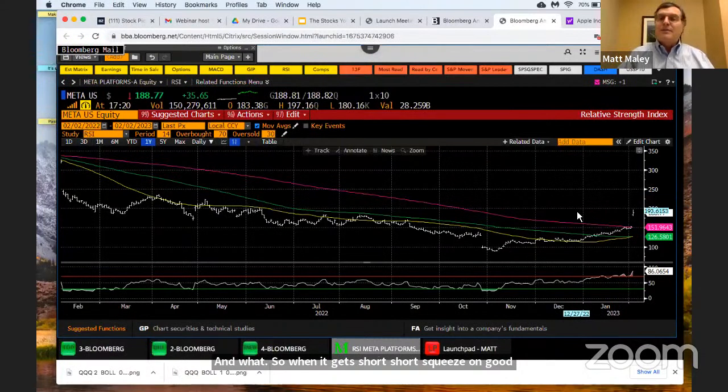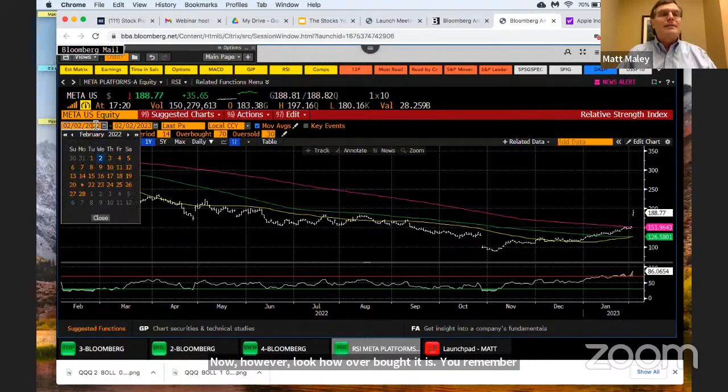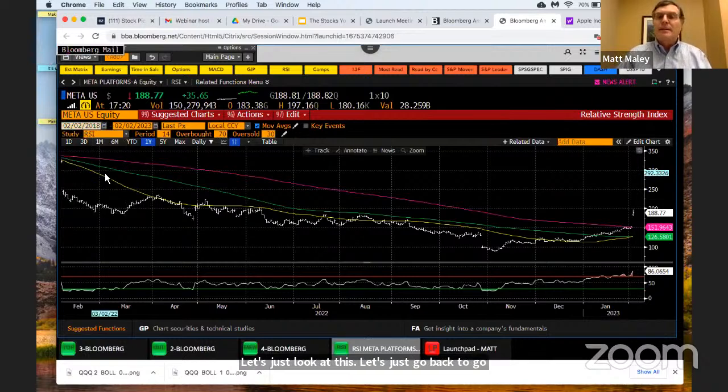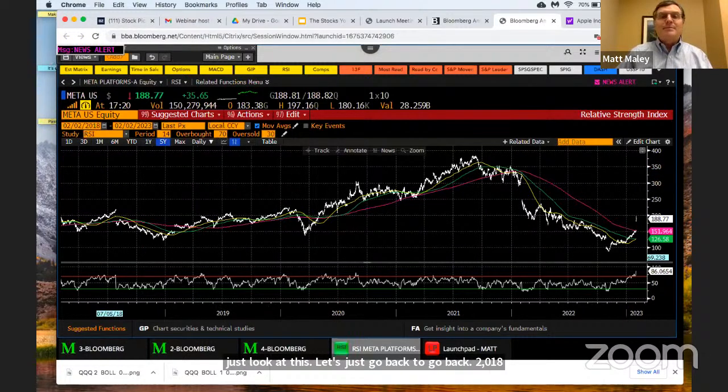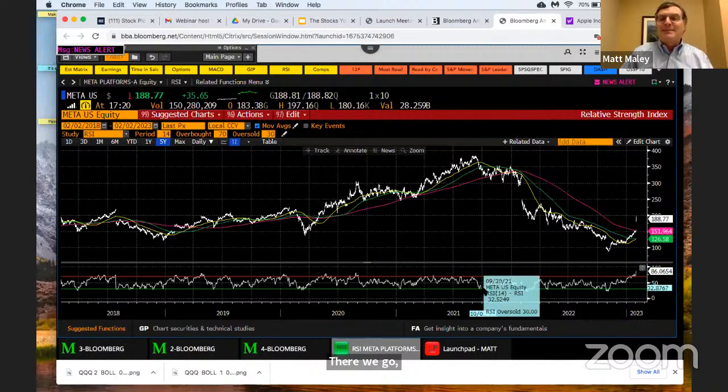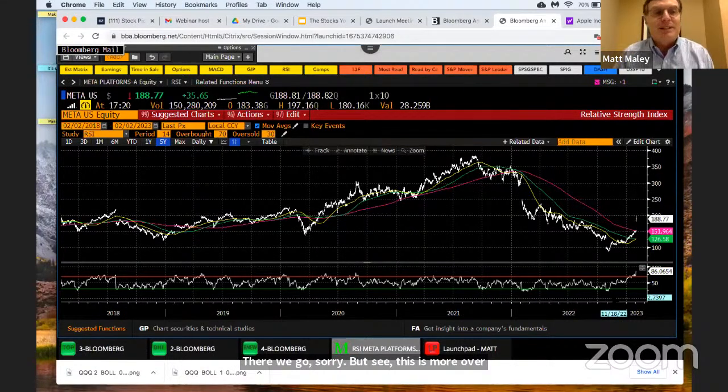And when it gets a short squeeze on good news, the stock can hold up. Now, however, look how overbought it is. Remember we talked about that 86? That's a negative number. Hold on a second. Let's just go back to 2018. Okay, it's hard to see here, I'm sorry. There we go. But see, this is more overbought than any other time in the last several years. So I'm liking that put.